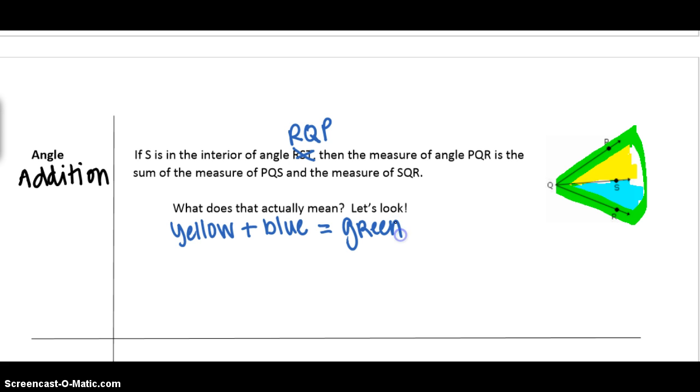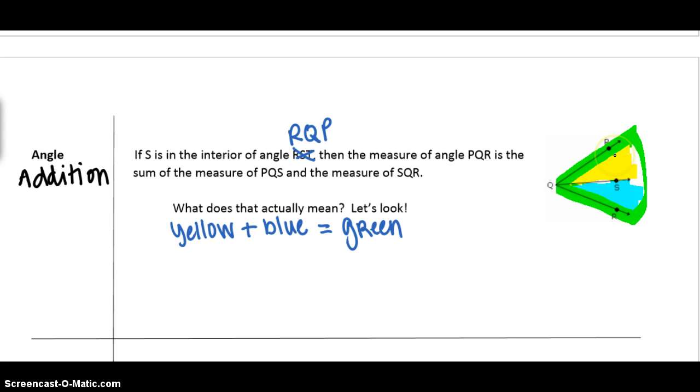You like that I used yellow and blue? Because they really do combine together to give you green. So let's use the letters now. Look at the yellow angle. What can we name the yellow angle? Can we name it angle Q? No. There's more than one angle here, right? You can't just name it angle Q. I won't know what you're talking about.